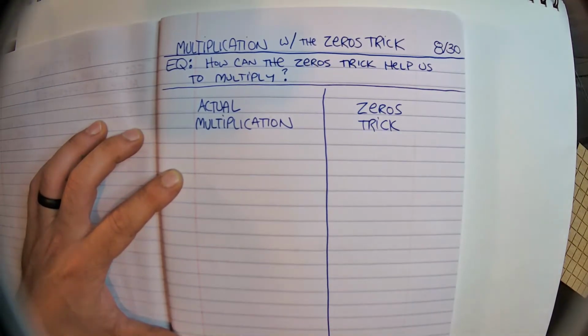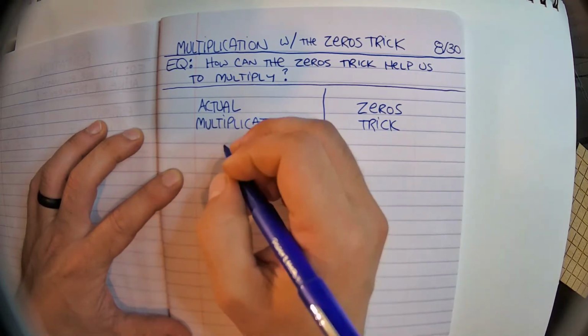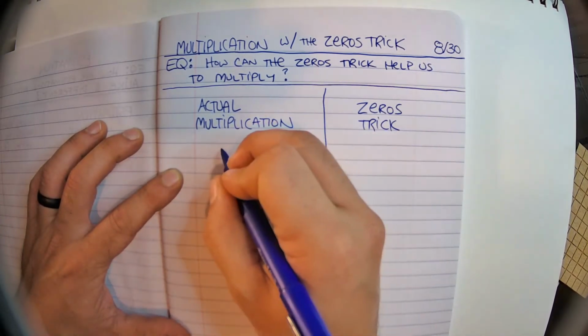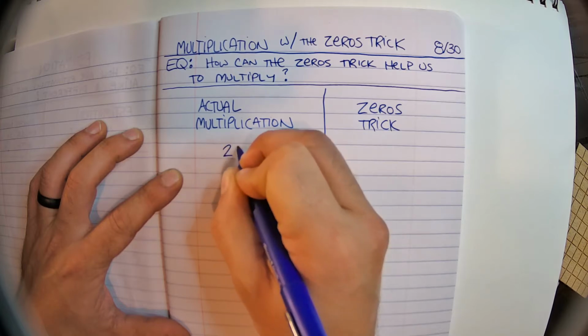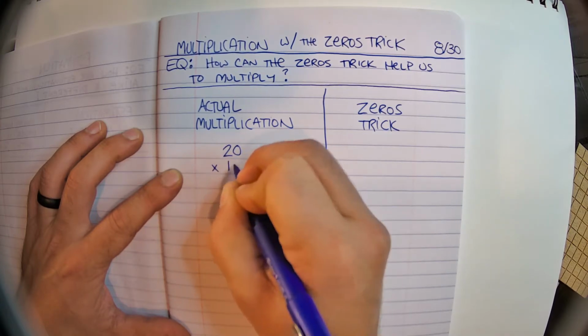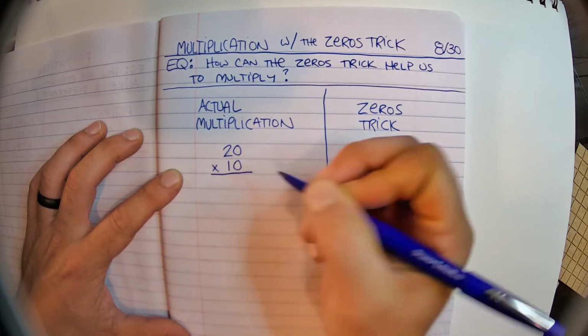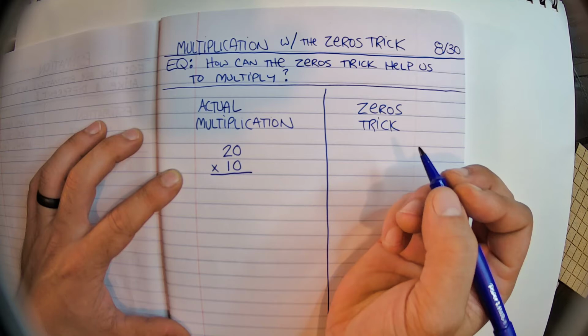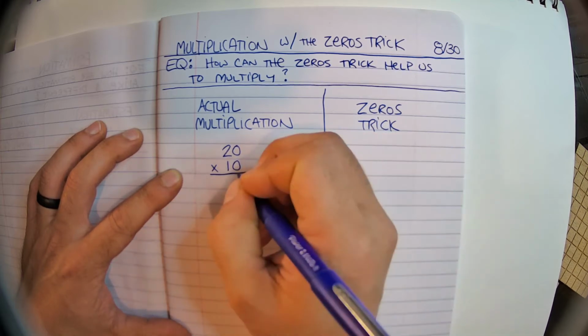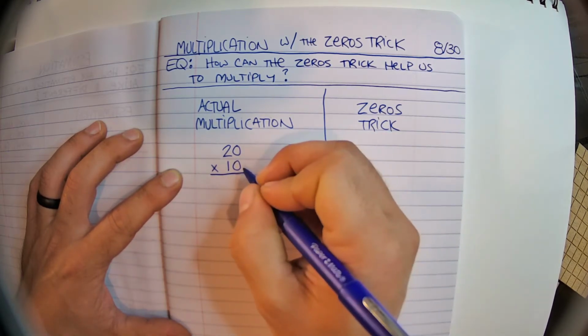All right, so we can start off with an actual zeros problem. Let's just try something like 20 times 10. Not essentially the hardest problem to do, but I want to show you an easier way. All right, so the way that we usually do it, we start off in the ones place.